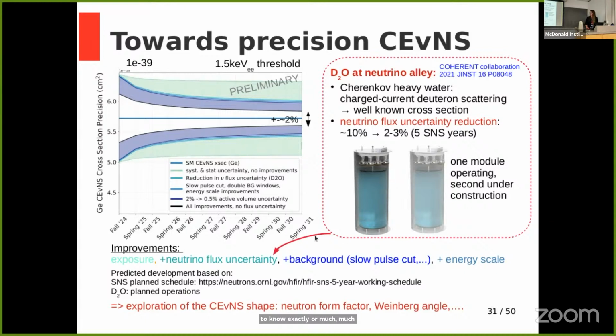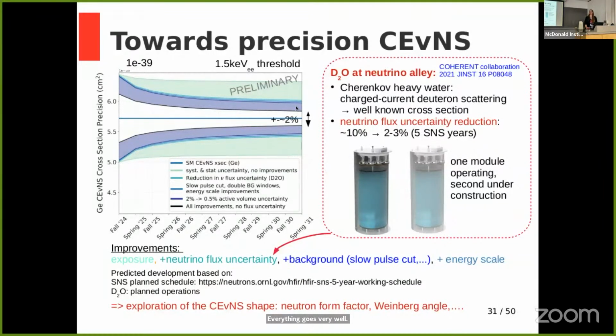For Gemini, the other things that we need to work on are the energy scale, and there are things that can be done about the background. I mentioned the slow pulses already; we can cut those away, and all of this will reduce the systematics. If everything goes very well, we end up with ±2% uncertainty.